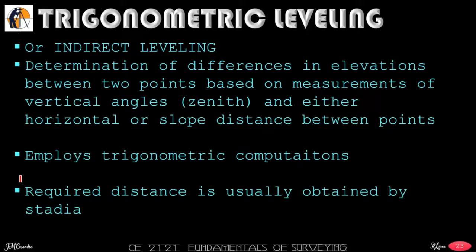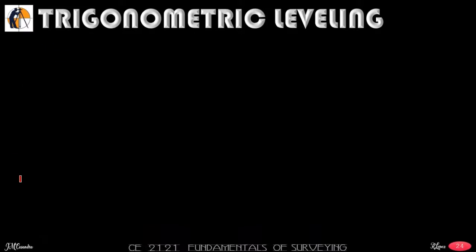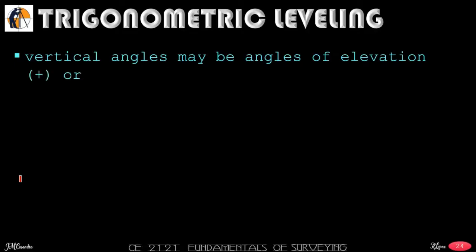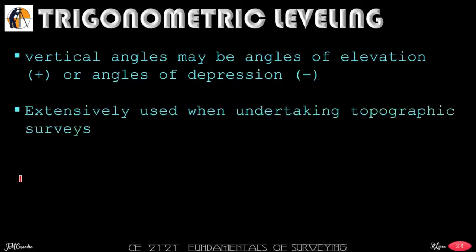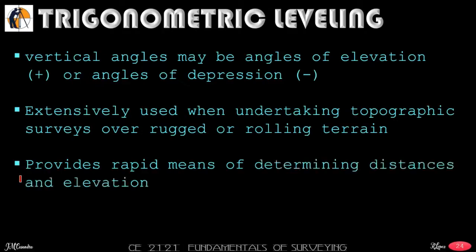So, its required distance is usually obtained by stadia, triangulation, or direct taping. The vertical angles or the zeniths may be angles of elevation or plus angles, or angles of depression, meaning the angle is measured below your horizontal. So, trigonometric leveling is extensively used when undertaking topographic surveys over rugged or rolling terrain. It provides a rapid means of determining distances and elevation of points.